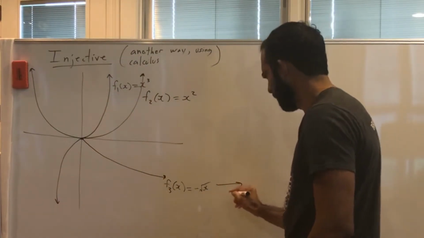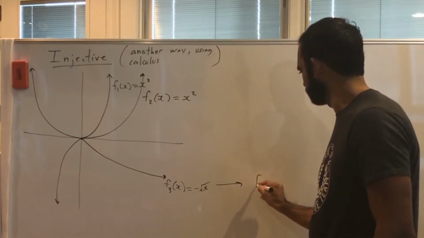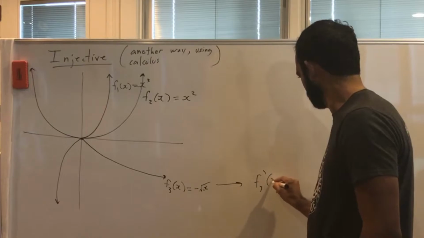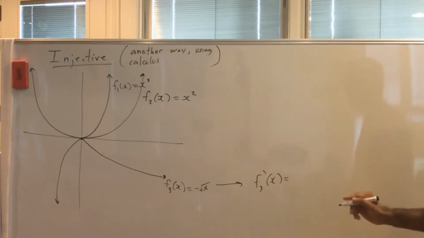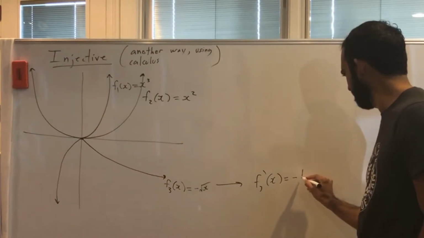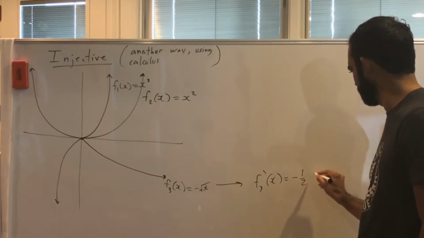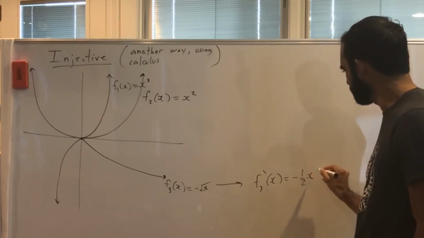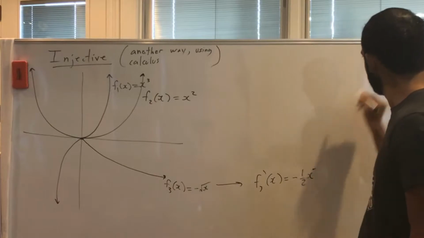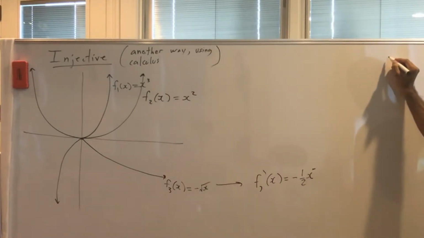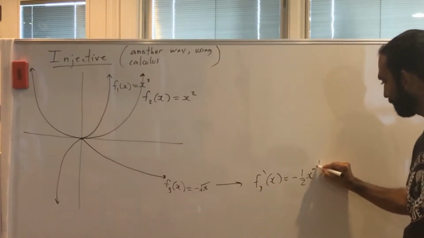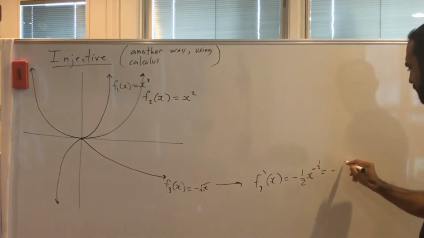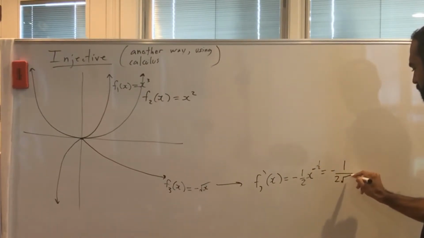What is the derivative of f3? What's the derivative of negative square root of x? Negative x to the 1/2 power. It'd be negative 1/2 times x to the negative... 3 over 2? No, negative 1 over 2. X to the negative 1 over 2. You're right, my bad. And that's negative 1 over 2 times the square root of x, or rather, negative 1 over 2 times 1 over the square root of x.